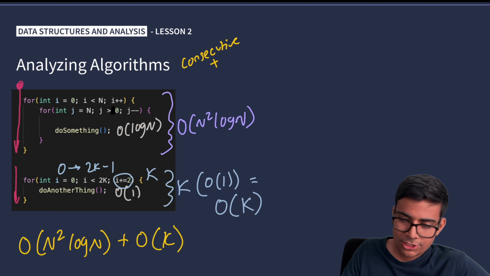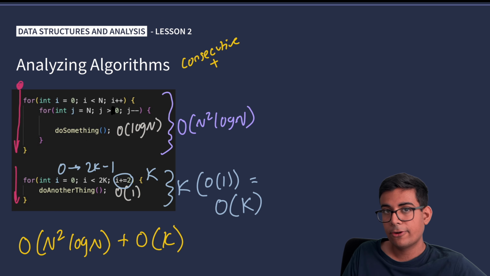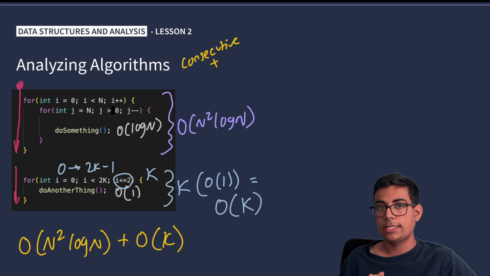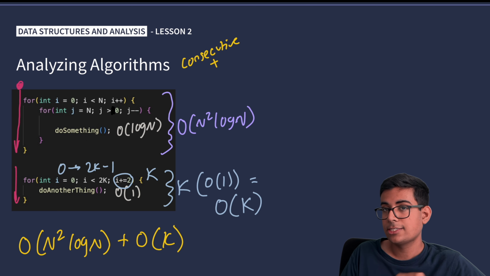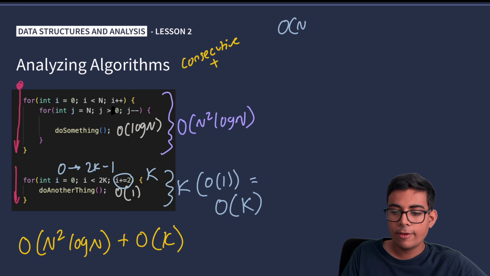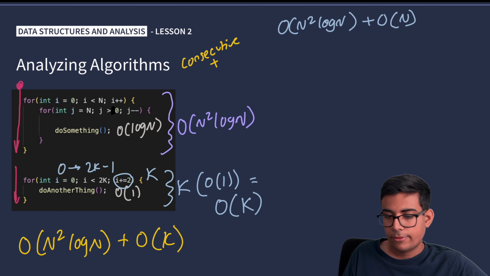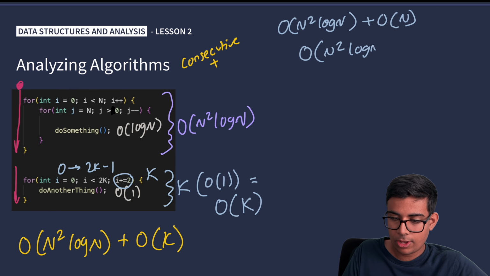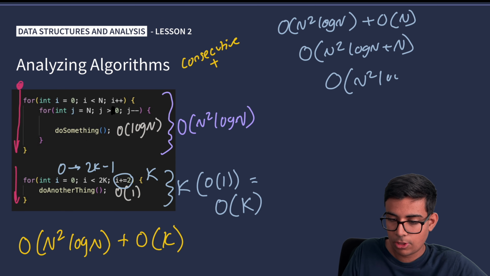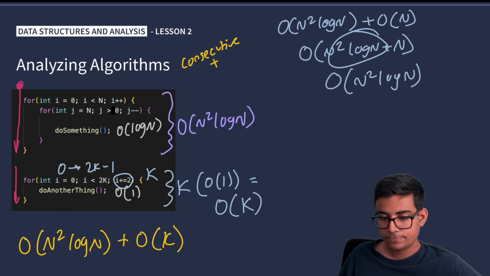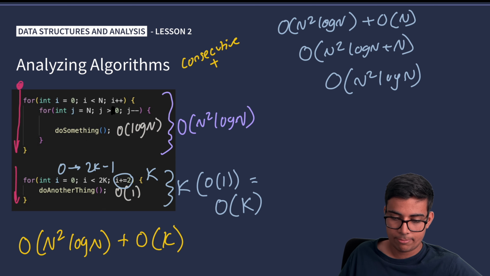Now, I would like to just show you, because remember, we're talking about parent functions. In this case, we have 2 different variables, n and k, so we cannot combine these. However, let's say that instead of k, the second loop was n. You would end up with O of n squared log n plus O of n. Then you would say O of n squared log n plus n, which can be simplified all the way down to O of n squared log n, because we're talking about the leading term here. Okay? So that's something very important to keep in mind.